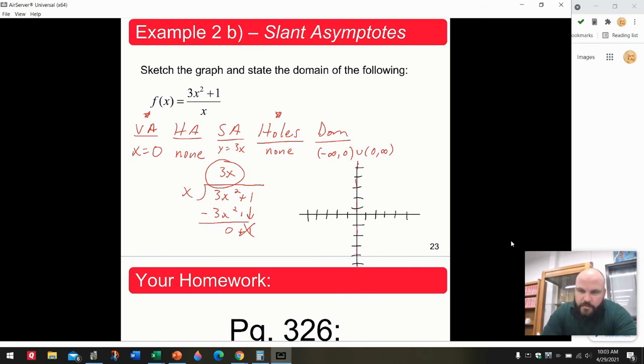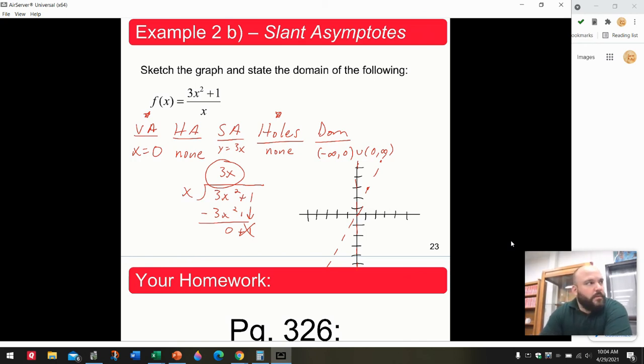And we can put in our slant asymptote. So that slant asymptote is y equals 3x. So we start at 0, and then we go up 3 over 1, up 3 over 1 again. And you can see there's a line that would be forming there, and we just draw a dashed line through all those like that. And we got our slant asymptote.